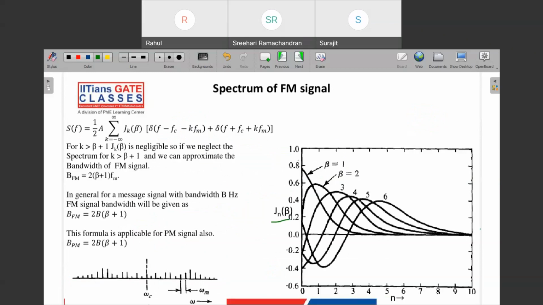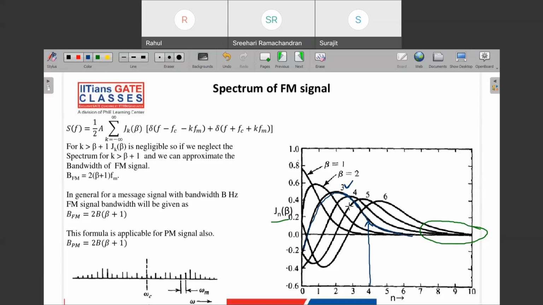So if you see, for the higher value of n, the value of Jn(beta) is very low. Because of that, we generally neglect this term while calculating the effective bandwidth of the FM signal. For a particular value of beta, let me talk about beta equal to, let's say, 3. For beta equal to 3, this is the beta equal to 3 plot. After some value of n, it is diminishing. So you can say that after n equal to 4, this is kind of negligible.